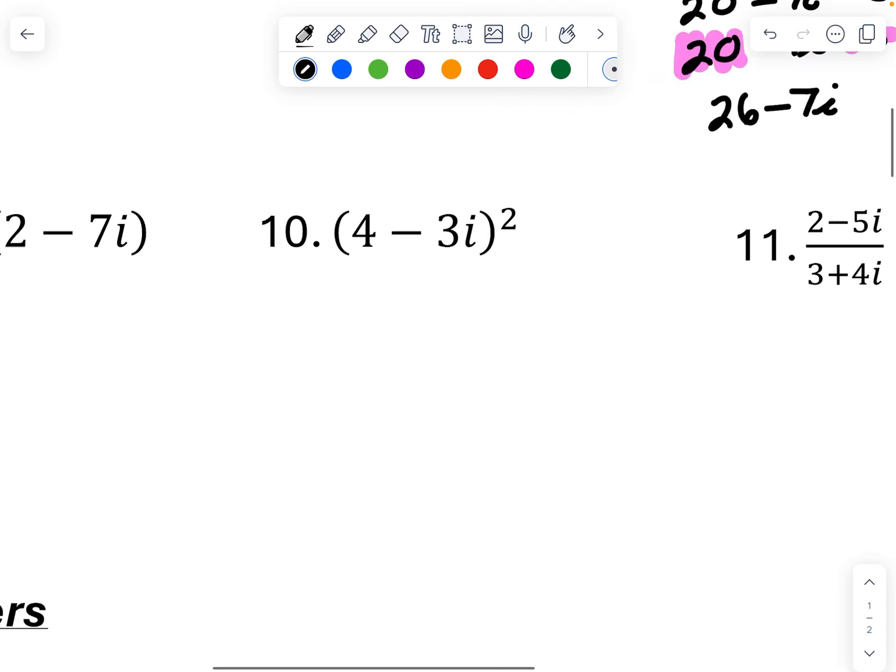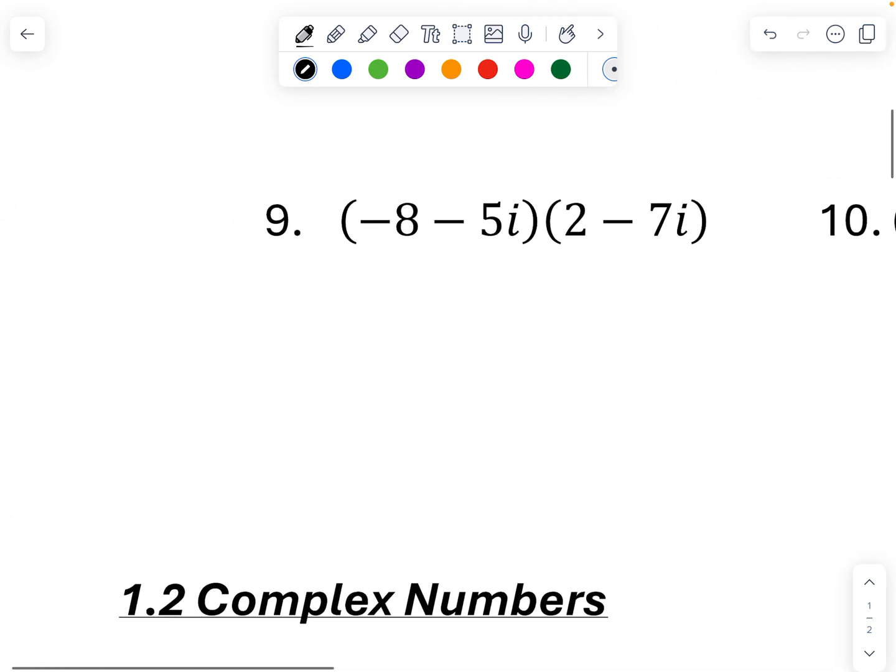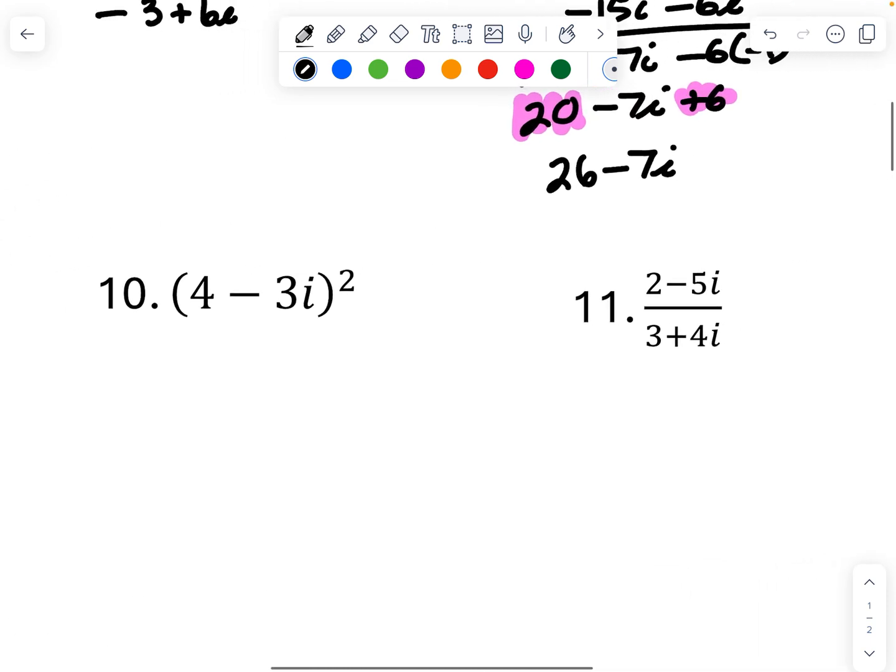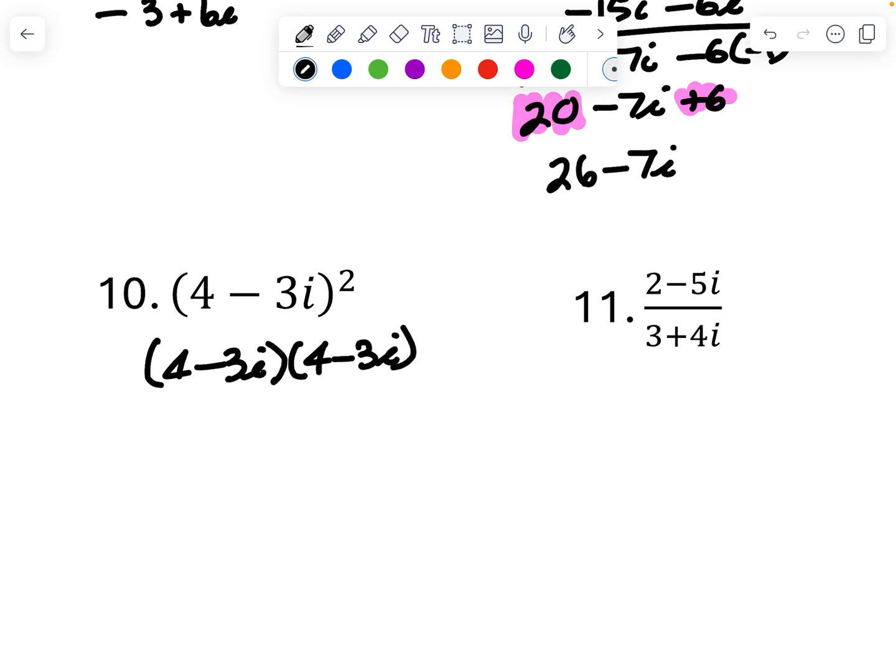Alrighty. Oh, here we go. We've done enough of those. Let's do this one. This means 4 minus 3i times 4 minus 3i. We are then going to distribute. We're going to take the 4 times the 4. We are then going to take the 4 times the negative 3i. We're then going to take the negative 3i times the 4, and then the negative 3i times the negative 3i.